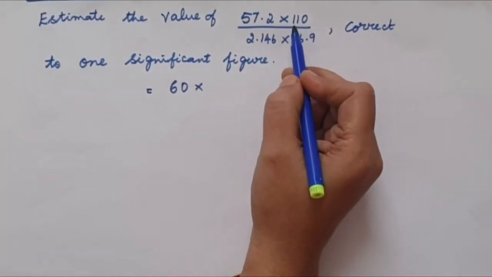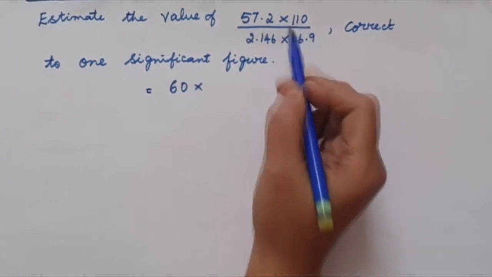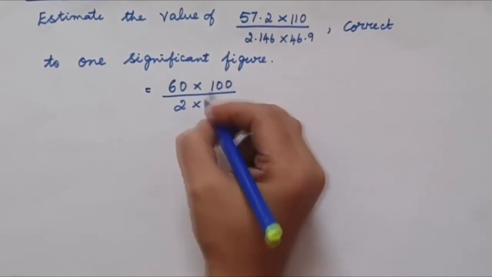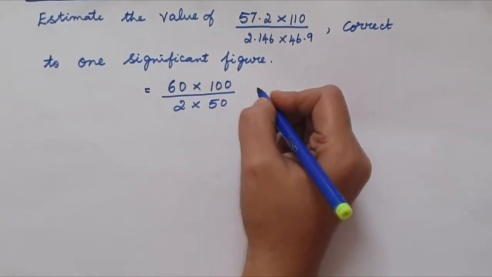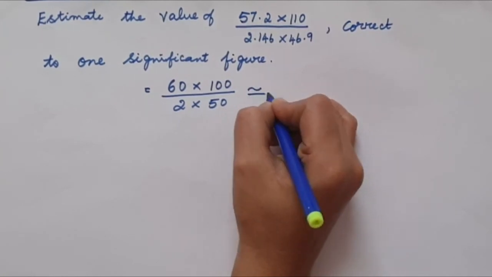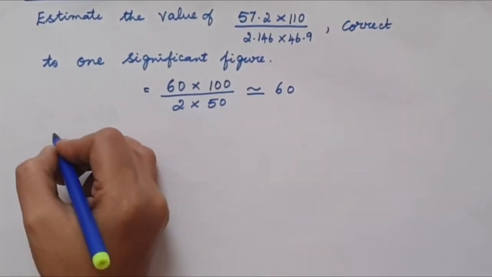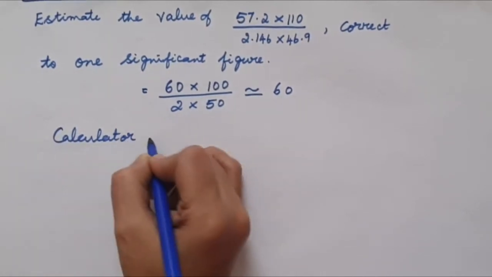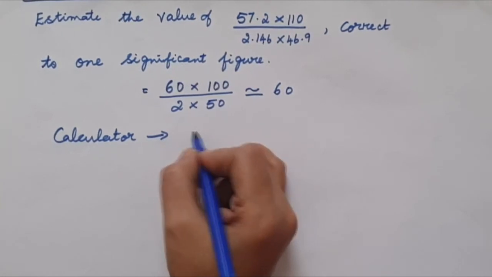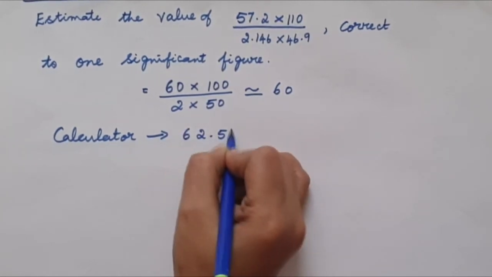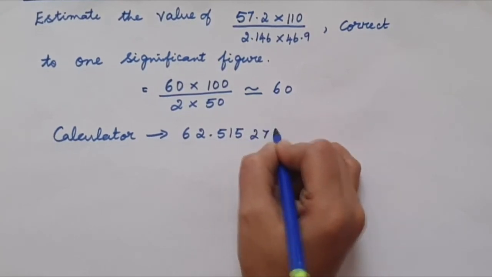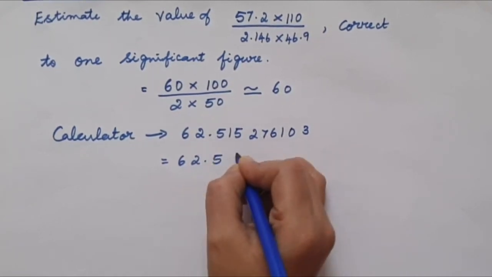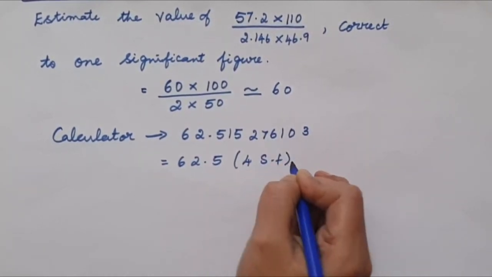And here in the same way, one significant figure, so only one will be there. So this gives us 100. This one will give us a 2. And this one will give us a 50. So when we simplify, the answer will be approximately equal to 60. But when we use a calculator, the answer we get is 62.515276103. That will be equal to 62.5, which is correct to 4 significant figures.